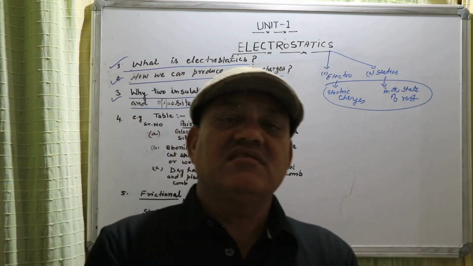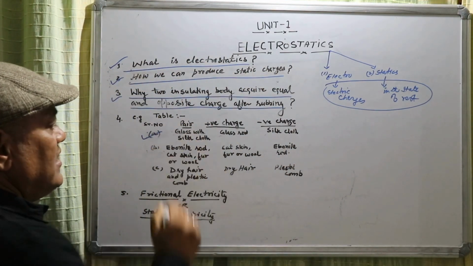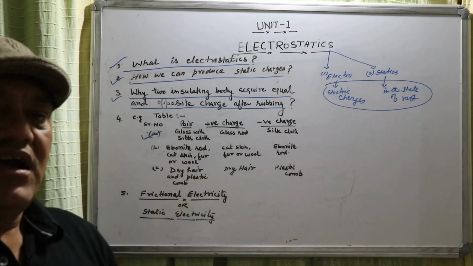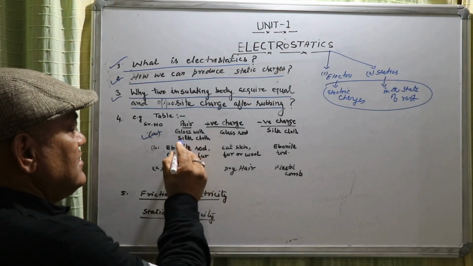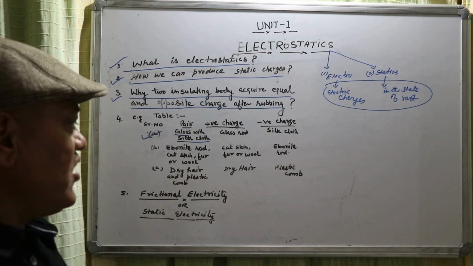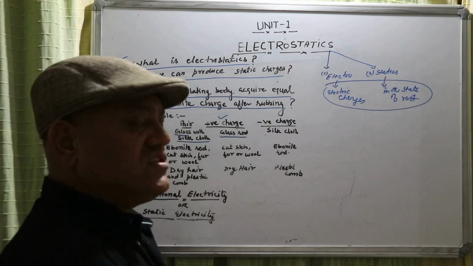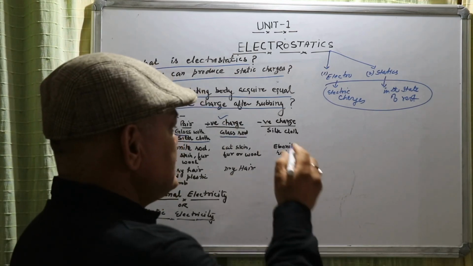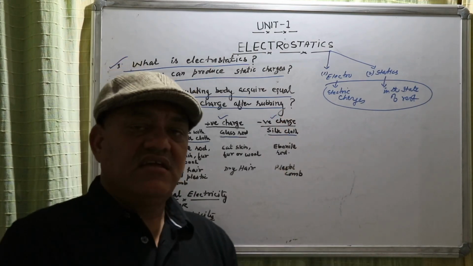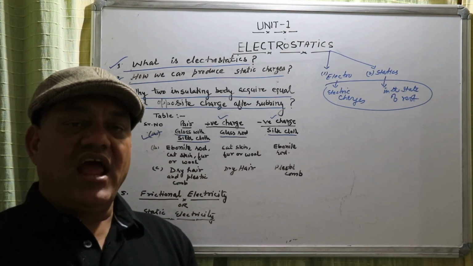For example, when a glass rod is rubbed against the silk cloth, then after rubbing, the glass rod acquires the positive charge and the silk cloth acquires the negative charge in equal amount.